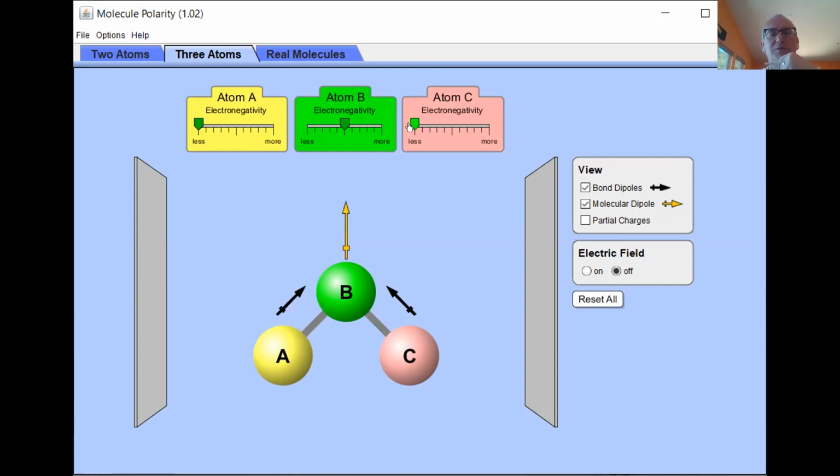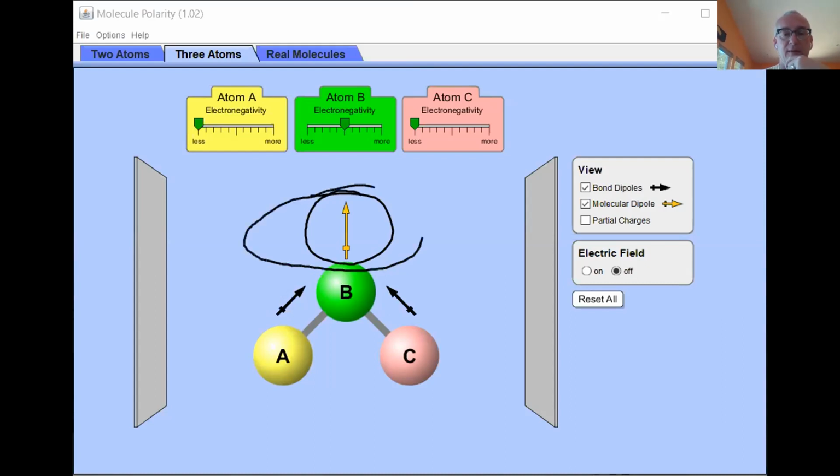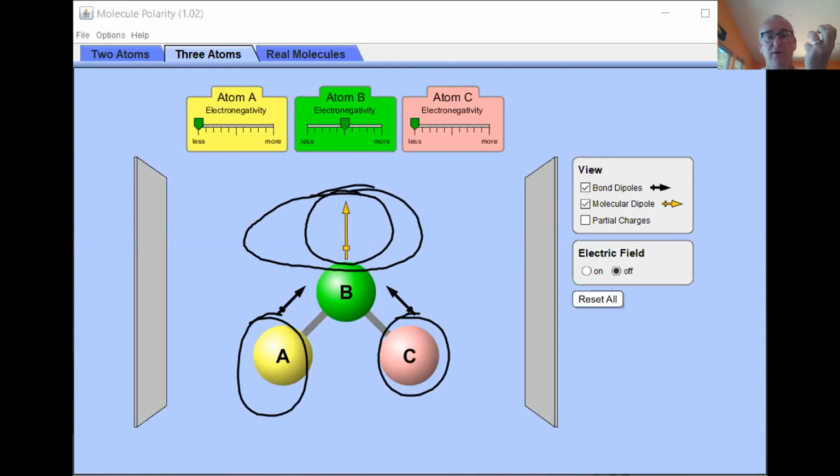I'll give you a hint. Watch what happens to the molecular dipole. Now remember, that's the one in gold or in yellow. That's the overall molecular dipole. So what it's telling us right now is, because B is more electronegative than either A or C, I'm going to have more electron density up here, right? Because B is pulling electrons away from both A and C. So B is going to be partially negative.